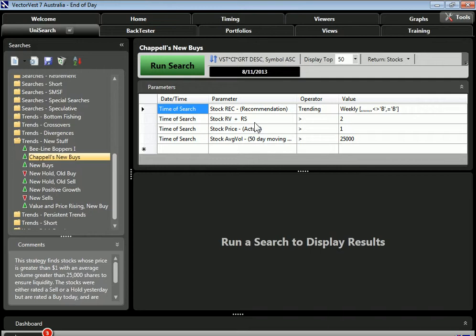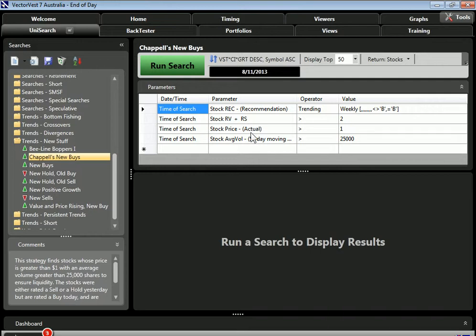So in this case, we're looking for stocks that have at least some fundamental reason as to why we want to follow up on the buy recommendation. It may be that they have a relatively high RV. It may be that they have a relatively high RS. Or it could be that they have a nice combination of the two. In any case, again, the fundamentals are in play.